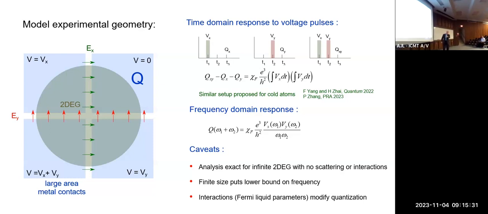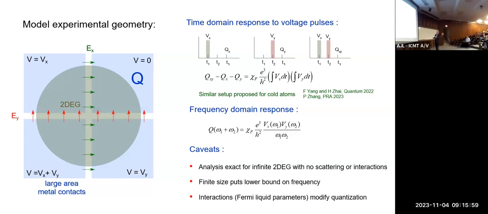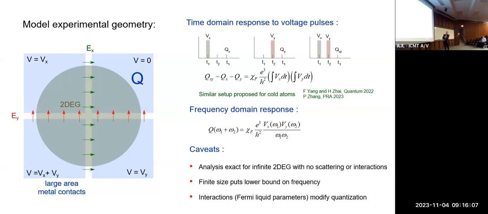If I did it in a finite system, then that sets a lower bound for how low the frequency can be. So unlike Landauer transport, I can't take the DC limit. If you think in terms of the pulses, I do the first pulse, then go out and get a cup of coffee and much later do the second pulse. The first pulse will have completely disappeared in a finite system. So one has to do it fast enough that the finite size sets a lower bound on the frequency.